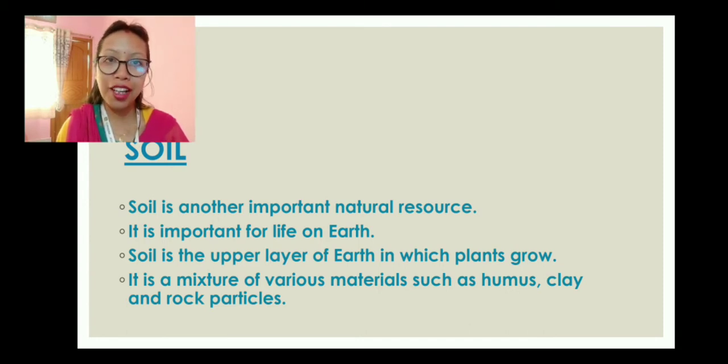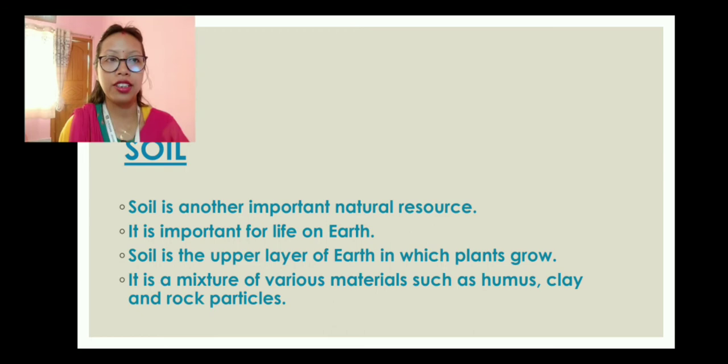Why is it important for life on earth? Because we are living above the soil. Plants grow above the soil. The atmosphere and the ecosystem are there above the soil. Therefore, life on earth is very dependent on the soil. Now, soil forms the upper layer of the earth where the plants grow. What does the soil have? It has a mixture of humus, clay and rock particles. Clay you know, rock particles you know.